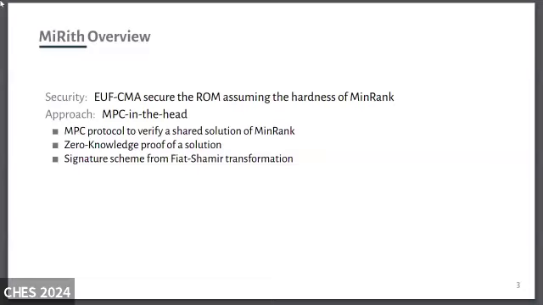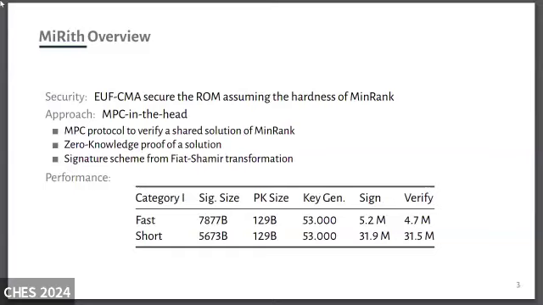Mirith is a CMA-secure signature scheme based on the hardness of the min-rank problem. Its approach is to use the MPC-in-the-head paradigm, where an MPC protocol is utilized to verify the shared solution of the min-rank problem. Then a zero-knowledge proof of knowledge is extracted, which is then transformed via the Fiat-Shamir transformation into a signature scheme. That's the basic information you need to know, and that's best summarized in the following table.